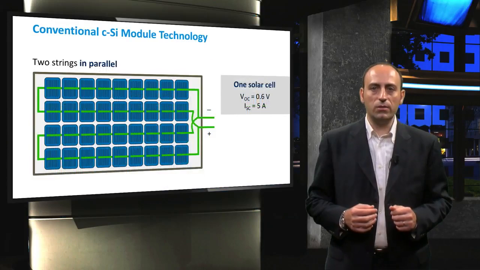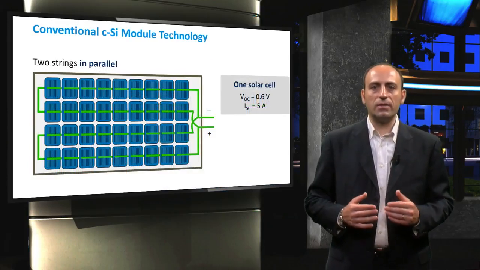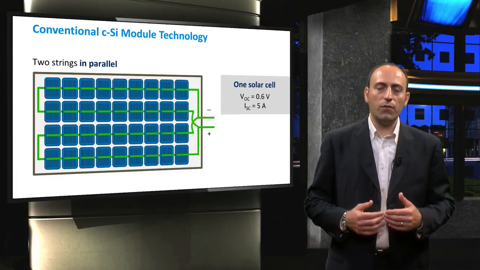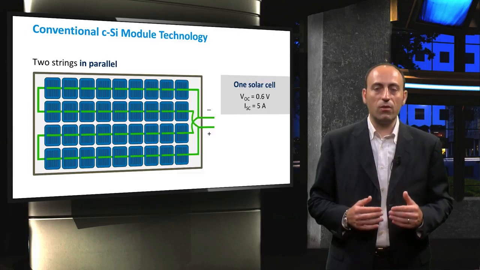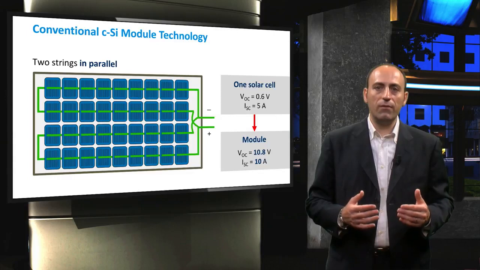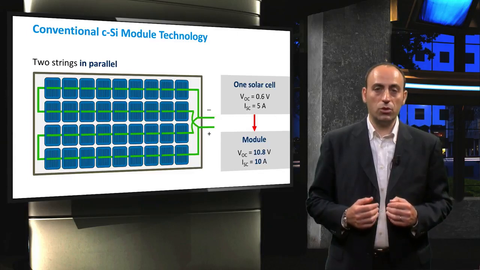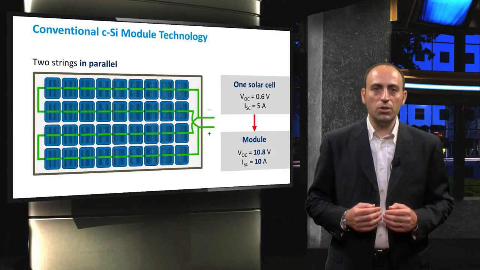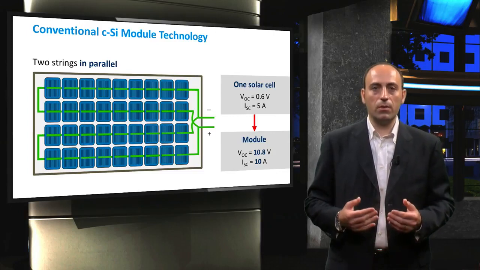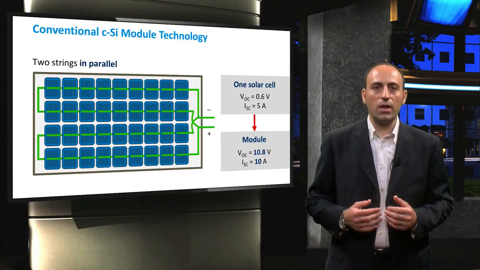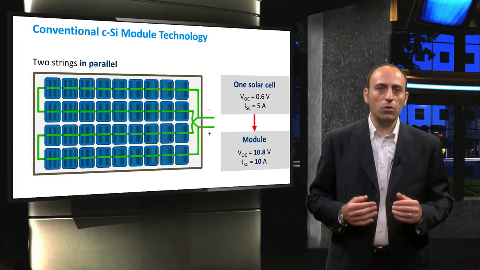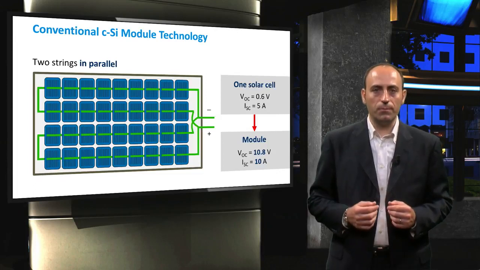The switch inside the junction box can also connect several series connected strings in parallel. If two strings of 18 series connected cells are connected in parallel, as illustrated in the figure, then the module would have an output open circuit voltage of 10.8 volts, which is the voltage of one string, and a short circuit current of 10 amperes. Which exact interconnection is preferable depends on the application. This module, for example, would not be suitable for a 12 volts battery.